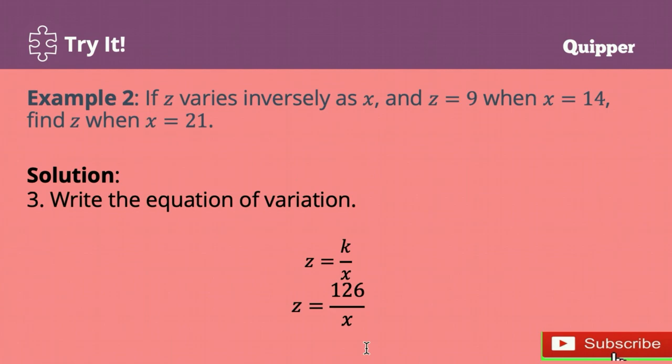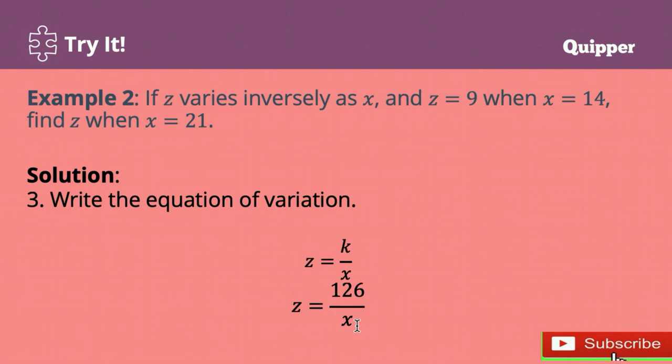Then write the equation of the variation. Just substitute the value for k. We have the original equation z is equal to k over x. Then substitute the value of k, which is 126. So the working equation of the inverse variation is z is equal to 126 over x.